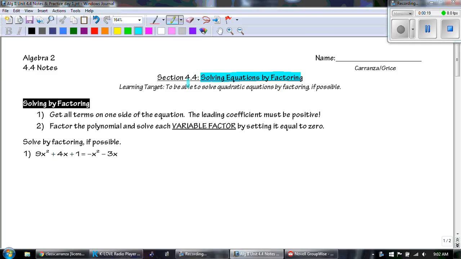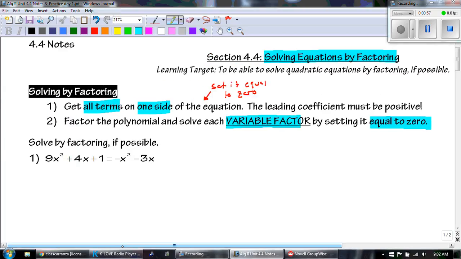So, the first thing to remember is that we need to get all terms to one side of the equation, and the other side must be 0. We want to get all terms on one side, so we set it equal to 0. Once we have it equal to 0, that's when we can solve. After that, we're going to factor the polynomial and solve each variable factor, and that's going to be set equal to 0 too. So without further ado, let's get started.